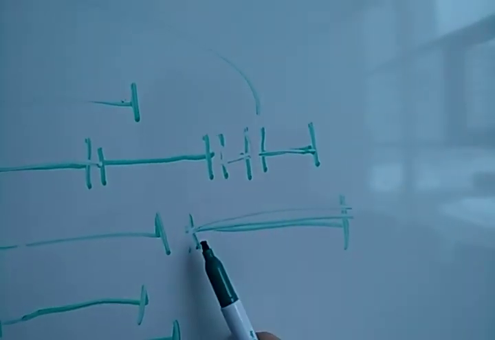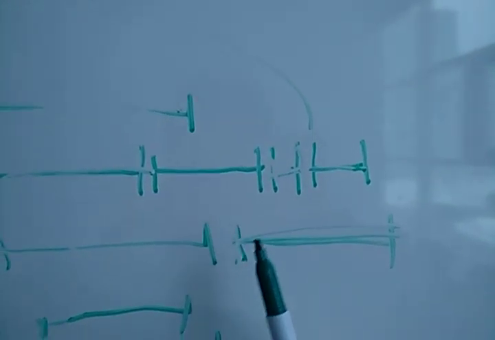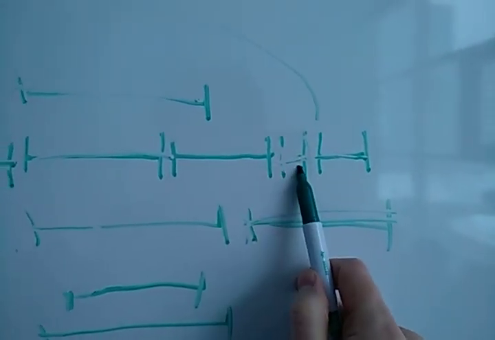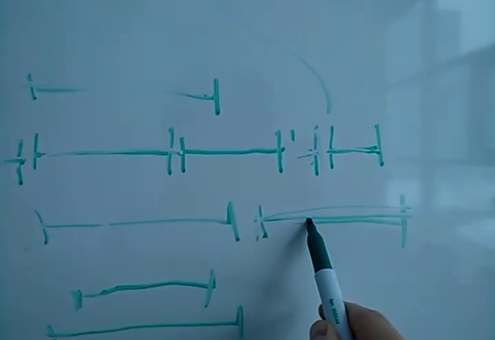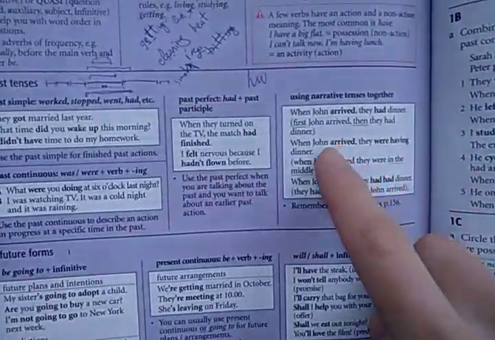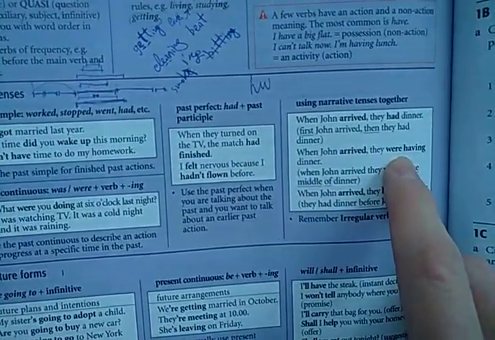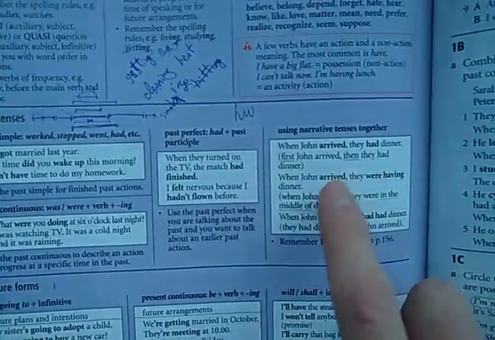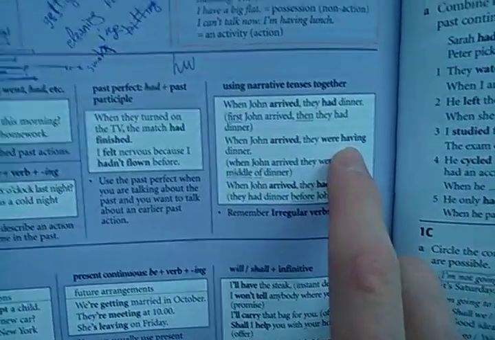For example, I was reading a book when she came. I was sleeping when the phone rang. The phone rang, it's a very short action. Open the door, short action. So open the door, past simple. The door opened exactly when I was eating, for example. So, when John arrived, they were having dinner. These two actions happened simultaneously, but arrived was a very short one. This is why we use past simple, and they were having dinner, a longer one.